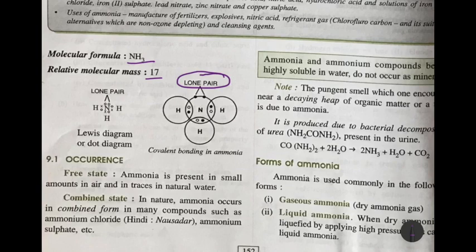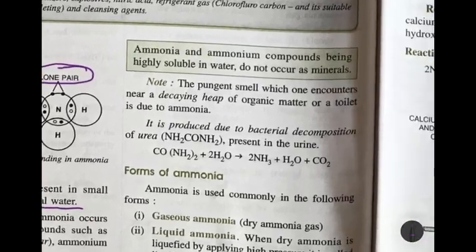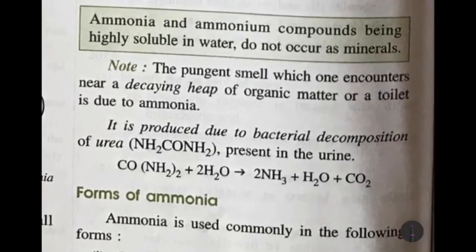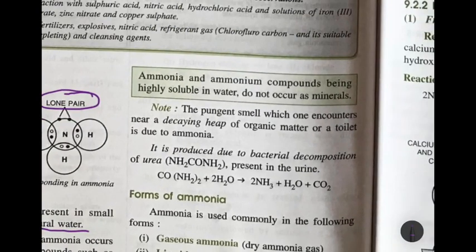Now you find ammonia in the free state in small amounts in air or in traces in natural water, and you find it in the combined state in many ammonium compounds like ammonium chloride and ammonium sulfate. Since ammonia and ammonium compounds are very soluble in water, they will never occur as minerals.